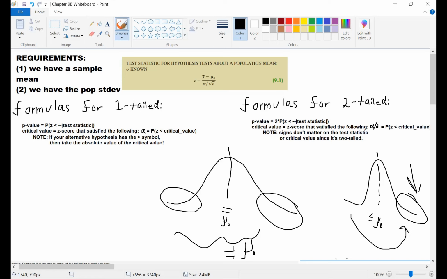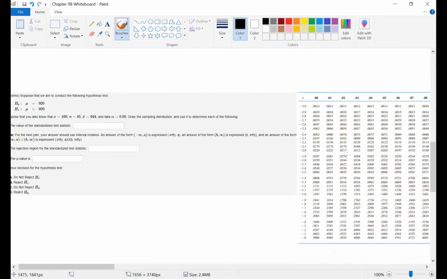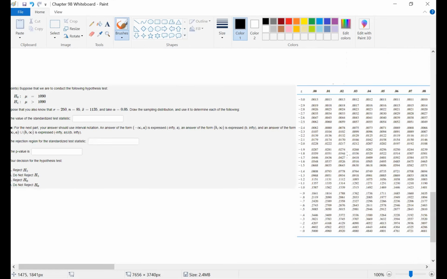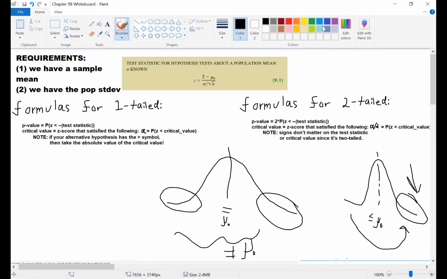What that also means is you do not need the positive values for the tables. You only need the negatives. And in fact, you'll see down here, in all of these examples, we're only going to use the negatives. We don't need the positives. So that's how you get the p-value.